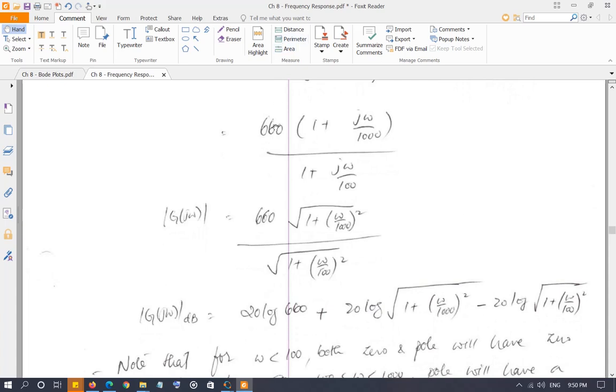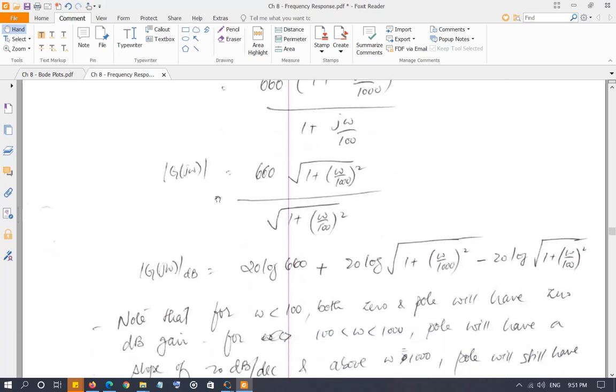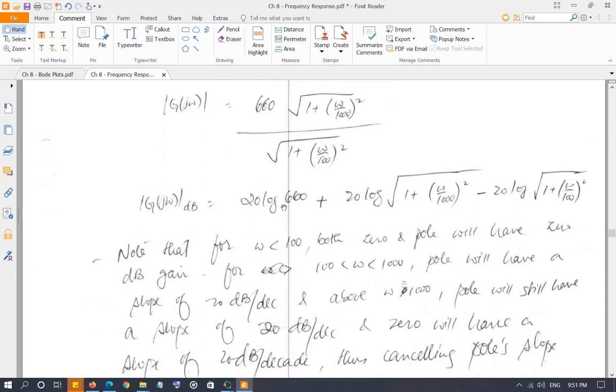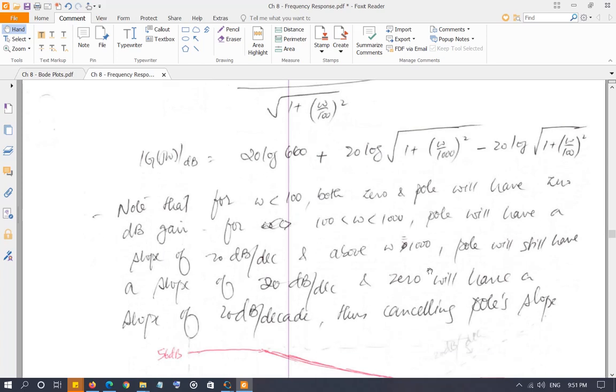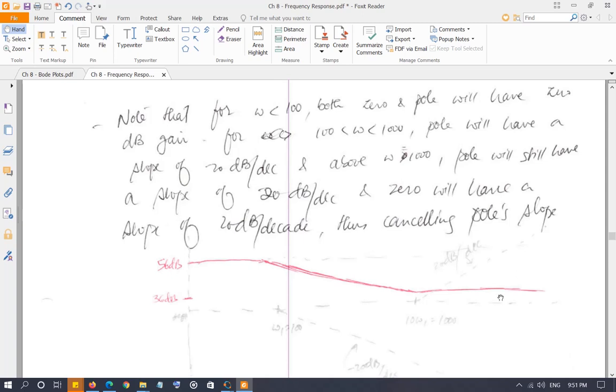You have a 660, you have this zero, you have this pole. You're going to convert this into decibel. First you're going to take the magnitude, then convert it into decibel, and then all the products are going to become addition, and the division is going to become subtraction. And then you're going to plot each one of them separately, as we discussed earlier, and combine all the plots to get the final Bode plot. Okay, explanation is given here. Read that, and it's going to look something like this.